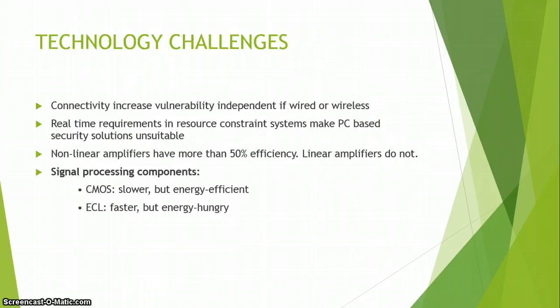Okay, technology challenge: connectivity increases vulnerability, independent of whether it is wired or wireless. Delta requirement in a resource constrained system makes PC-based security solutions unsuitable. A non-linear amplifier has more than 50% efficiency while a linear amplifier does not.